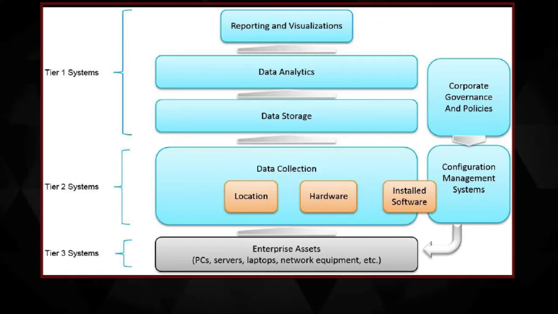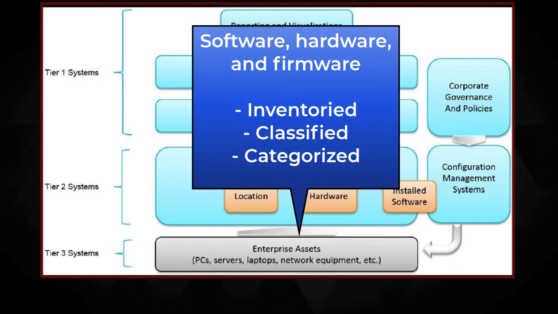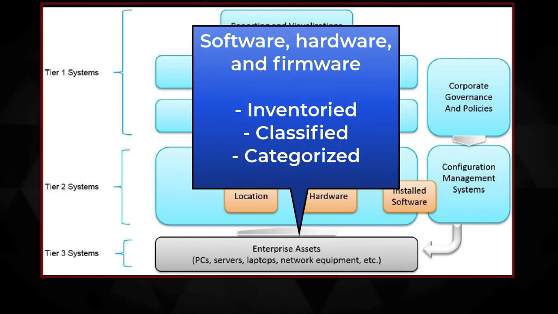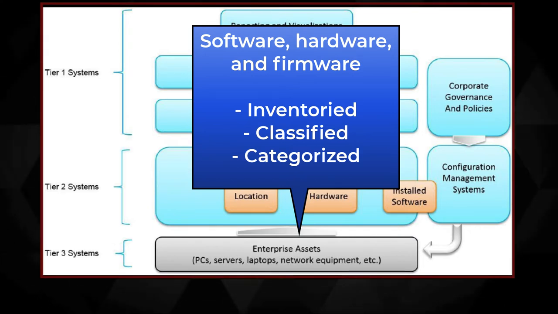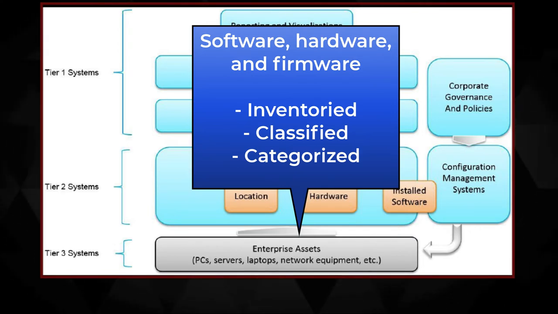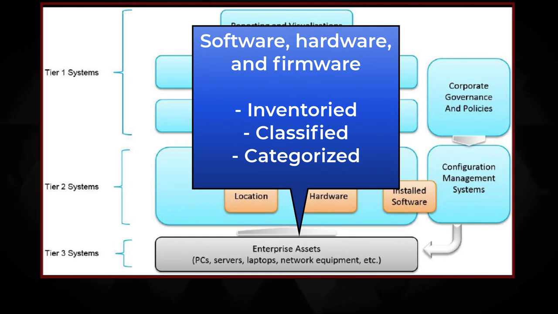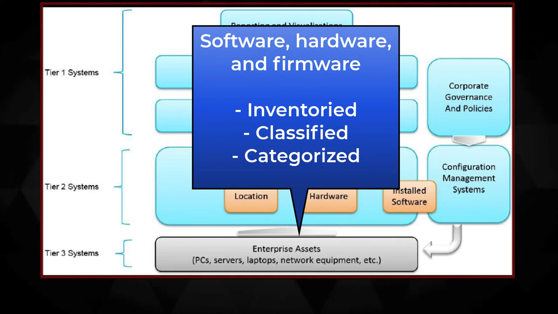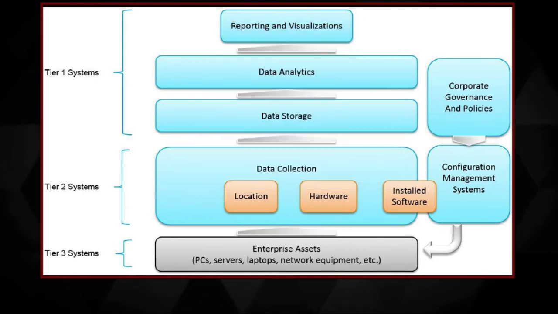Starting at the bottom of the model, we see enterprise assets, assets that should have been inventoried, classified, and categorized. Assets include software, hardware, and firmware. For an explanation of asset classification and categorization, watch my video above.